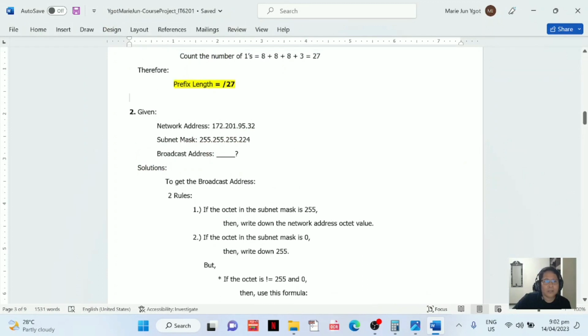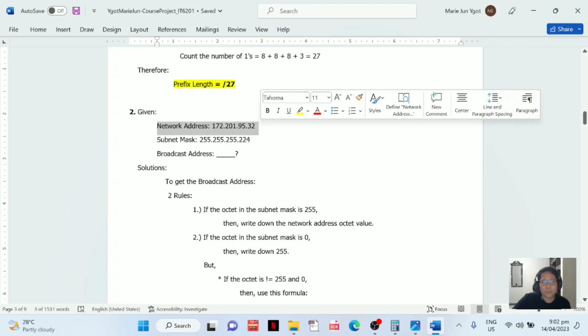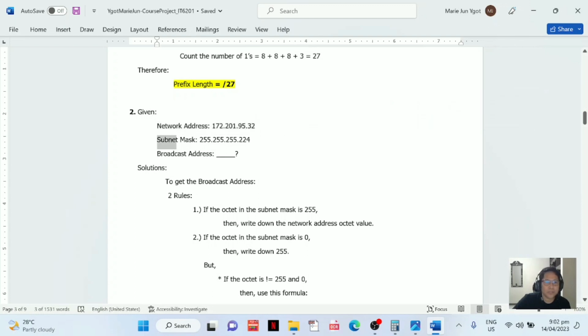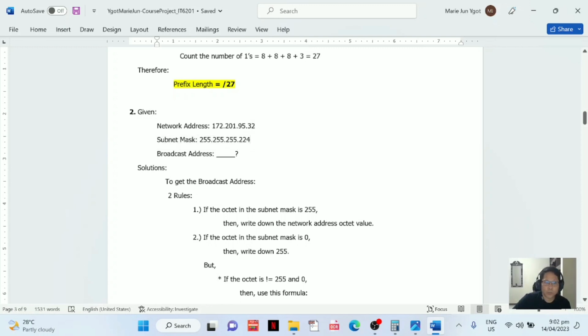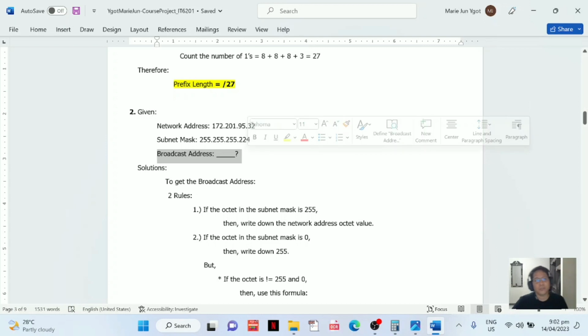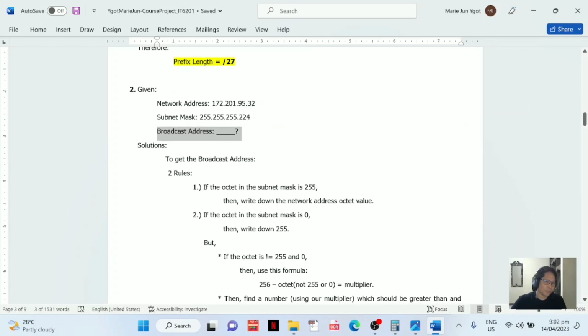Okay, so we have a given here. Our network address again is 172.201.95.32, and our subnet mask is 255.255.255.224. We're going to find the broadcast address. So this is my solution.